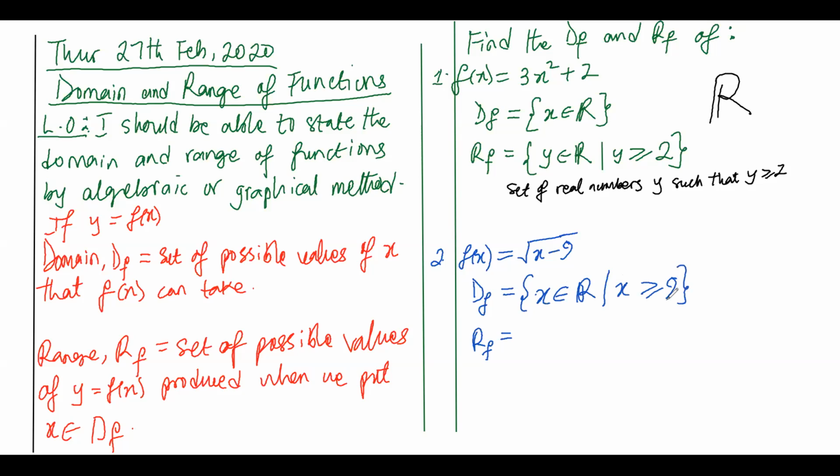Okay. What about the range? What are the possible values that can be produced when you substitute from 9 and above?